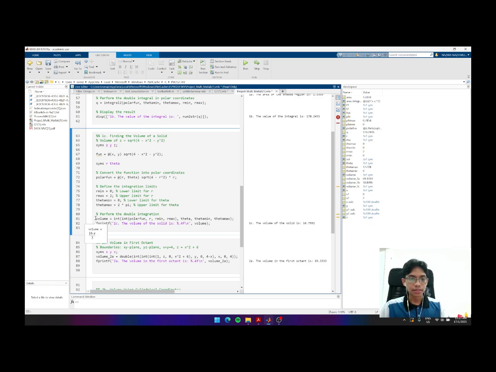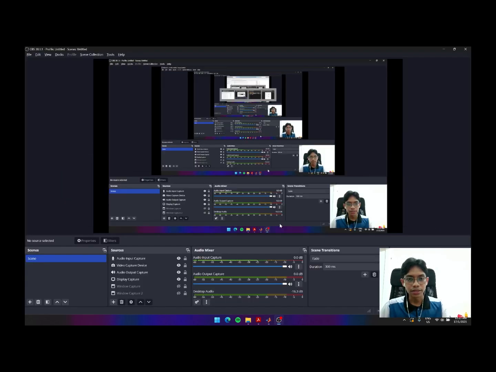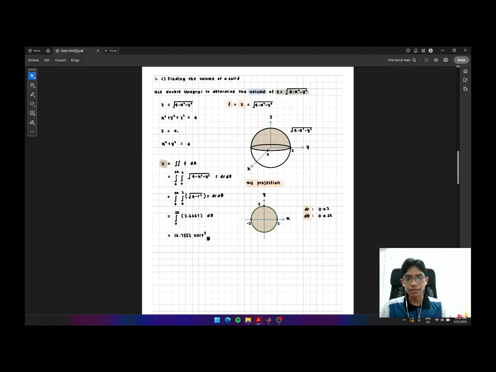So after we run this simulation, we'll get the answer, which is the volume of the solid is 16.7552, which is the same as the manual calculation.